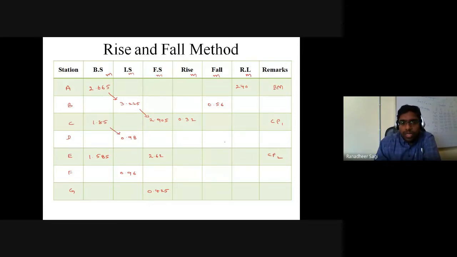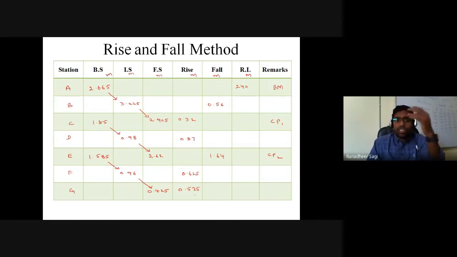Moving on with the next subsequent data: 1.85 minus 0.95, because there is an instrument change, 0.87, which is listed under rise. Next, the difference between these two. Okay, minus means it is a fall. Next, these two, plus 0.625, listed under your rise. So my rise data and subsequent fall data is known.